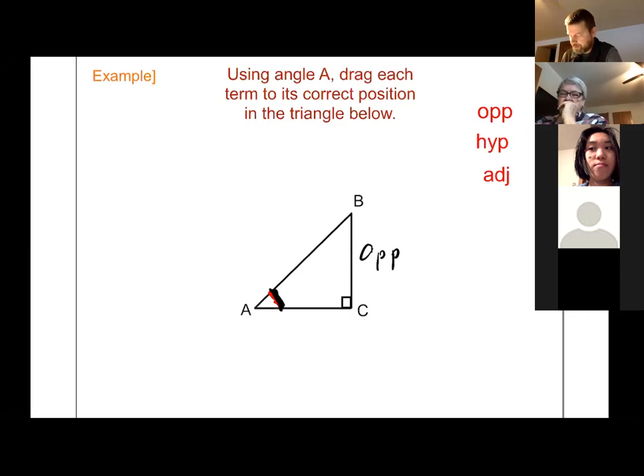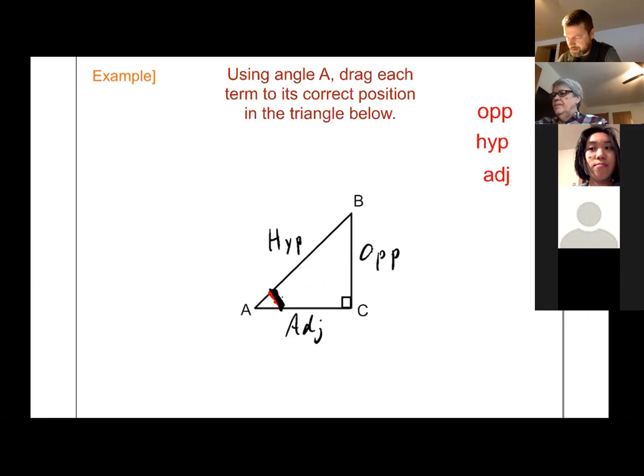C. Yep, AC. AC, that side right there, that's the adjacent side. And then the hypotenuse would be the longest side. That side right there, that's a hypotenuse. Perfect. So you've got to be able to say opposite side. Opposite is opposite the angle you're looking at. Adjacent side is the one right next to the angle. And the hypotenuse is always across from the 90. It's your longest side. Good. All right.